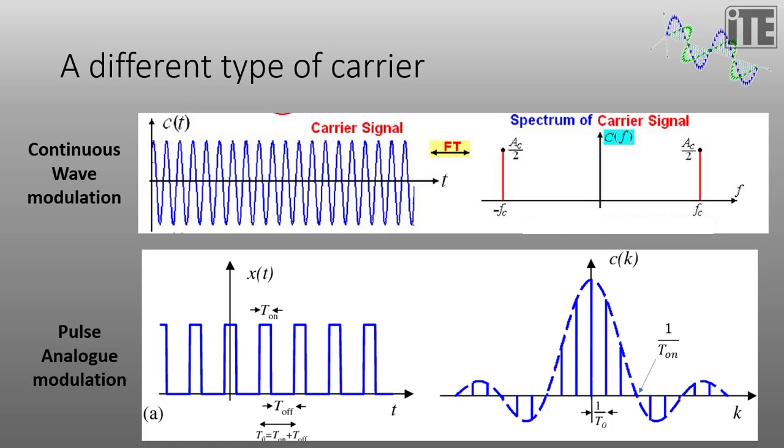Now this envelope signal that we can see over here, the envelope of this spectrum, is a special function which we call a sinc function, S-I-N-C, and it's simply equal to sine of x over x. So the spectrum of this pulse train is a series of impulses whose amplitude is dictated by this sinc function envelope. We'll come back to this later on.